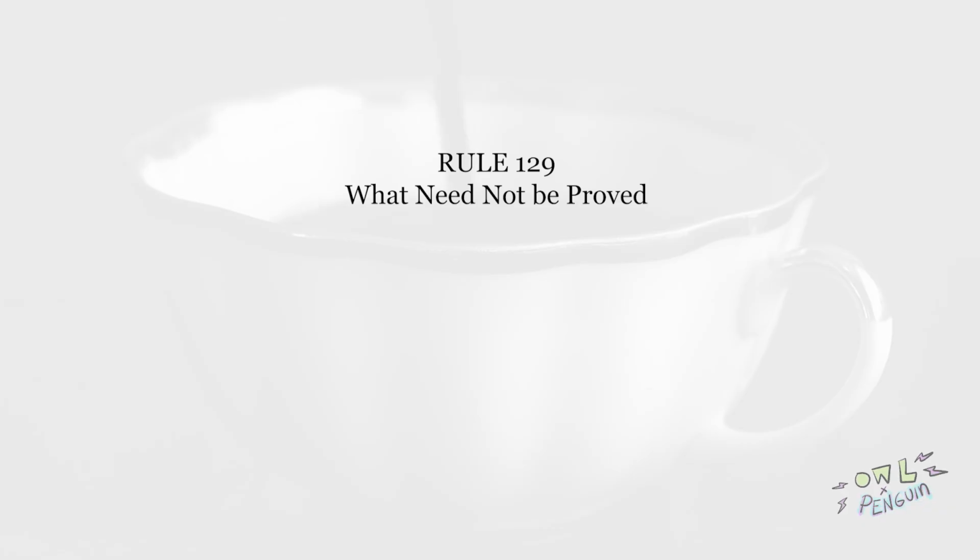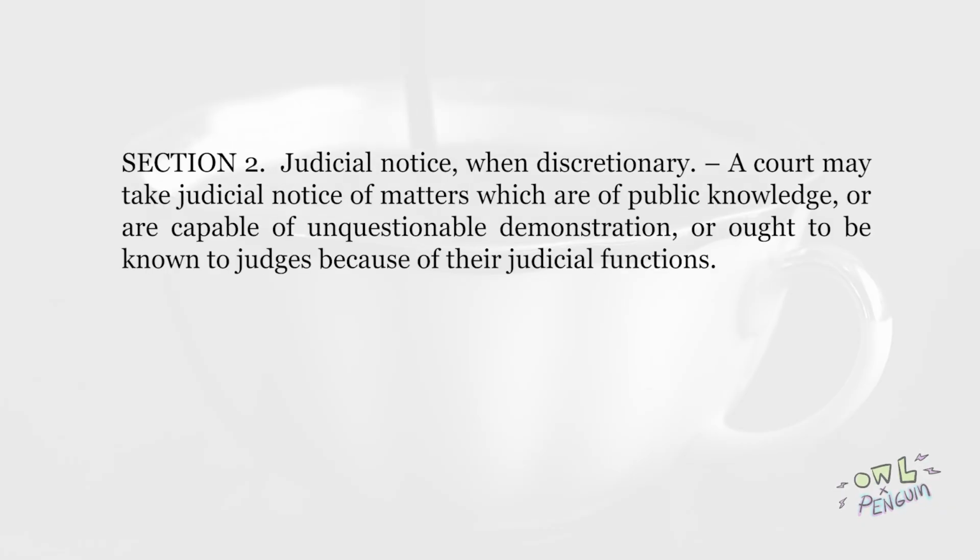Rule 129. What need not be proved. Section 2. Judicial notice when discretionary. A court may take judicial notice of matters which are of public knowledge, or are capable of unquestionable demonstration, or ought to be known to judges because of their judicial functions.